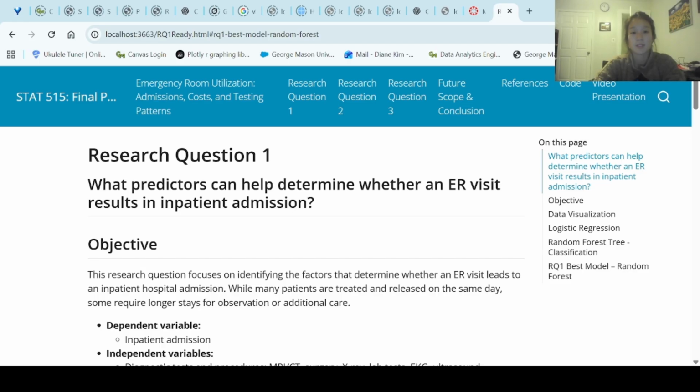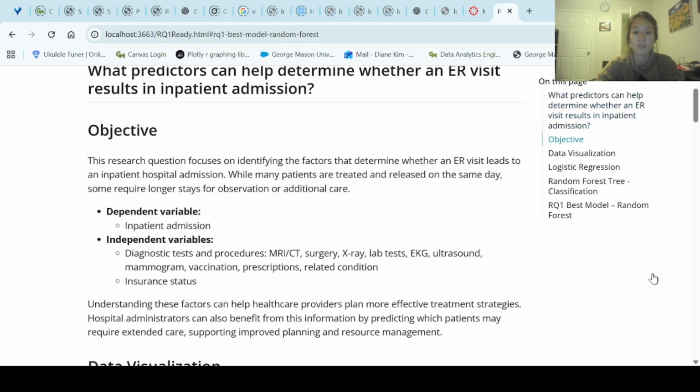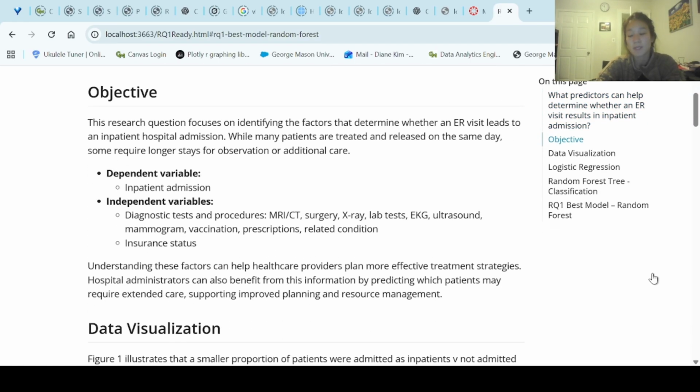So this is my first research question. It looks at identifying the factors that determine whether an ER visit leads to an inpatient hospital admission. So patients sometimes can go into the ER, but then they can be treated and released on the same day, versus when they're admitted inpatient, they require longer stays for observation or additional care.